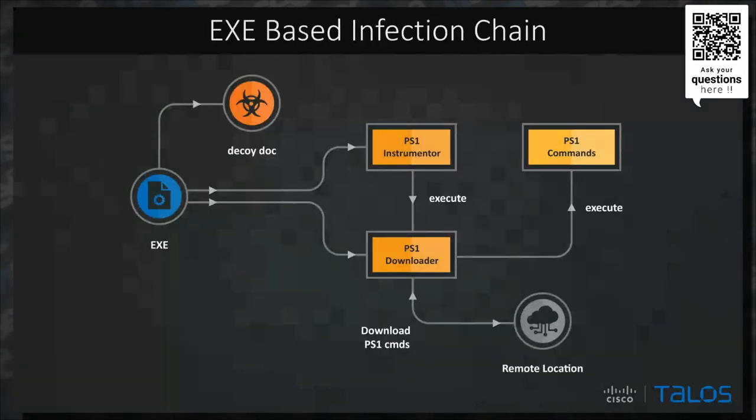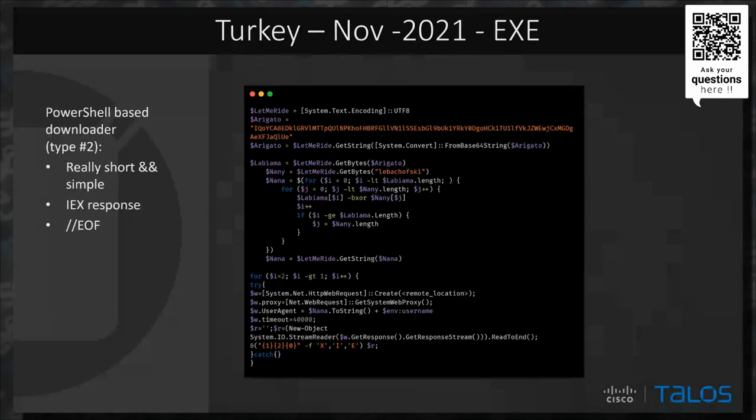At a very high level, this is what the infection chain looks like. The executable will drop and display a decoy document that is relevant and pertinent to the victims they're trying to infect. It will execute a PowerShell-based instrumenter script, which is responsible for executing the PowerShell-based downloader. The downloader will then reach out to the command and control server, which will issue new commands to the downloader, which will then execute those commands on the infected endpoint. As with the previous downloader, this new variant is also very short and very simple. The core functionality is to take commands from the command and control server and just execute them nonstop on the infected endpoint. That's it. They're using very small and compact implants to establish an initial foothold into the networks.